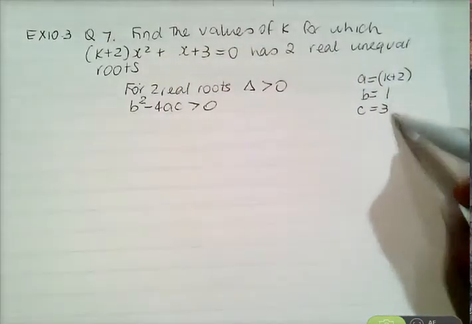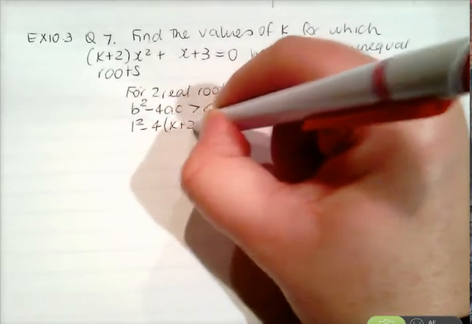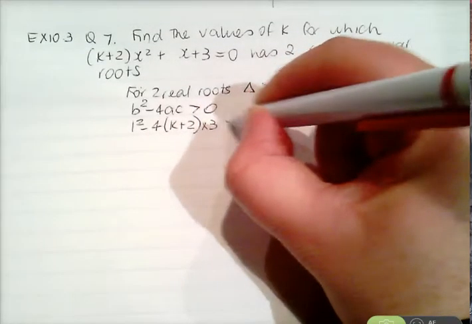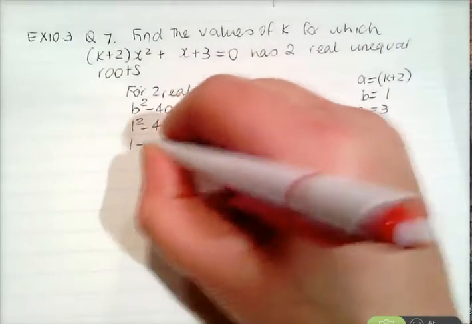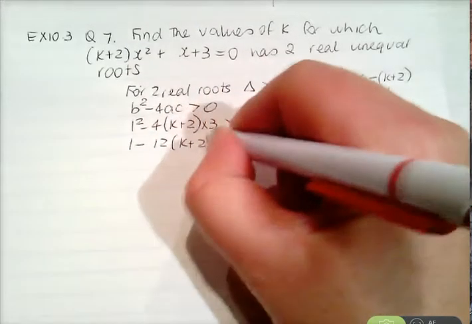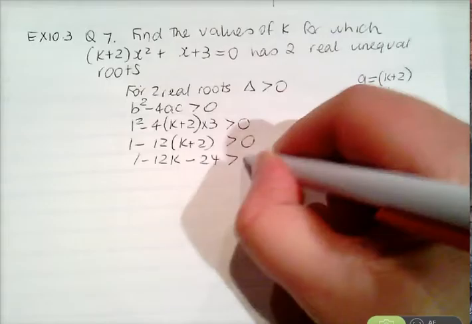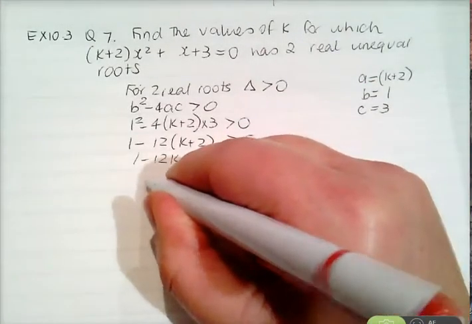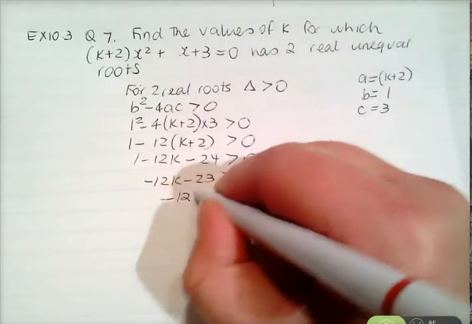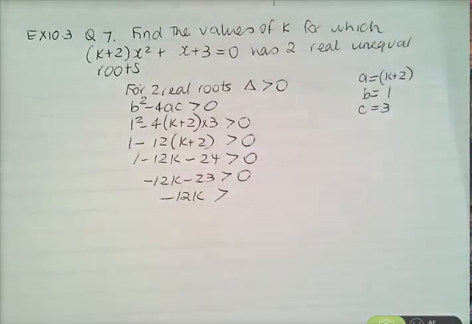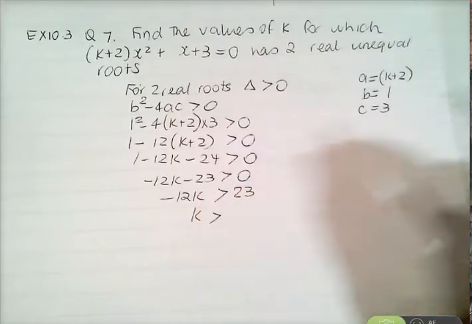So substituting in our A, B, C values, we get 1 squared minus 4 times (k + 2) times 3 is greater than 0. You need to multiply the 4 by 3 first, so we get 1 minus 12(k + 2) is greater than 0. Expanding this, we get 1 minus 12k minus 24 is greater than 0, or minus 12k minus 23 is greater than 0. Solving this, it's just a linear inequality, we'll just take the 23 over. And now we're dividing by a negative.